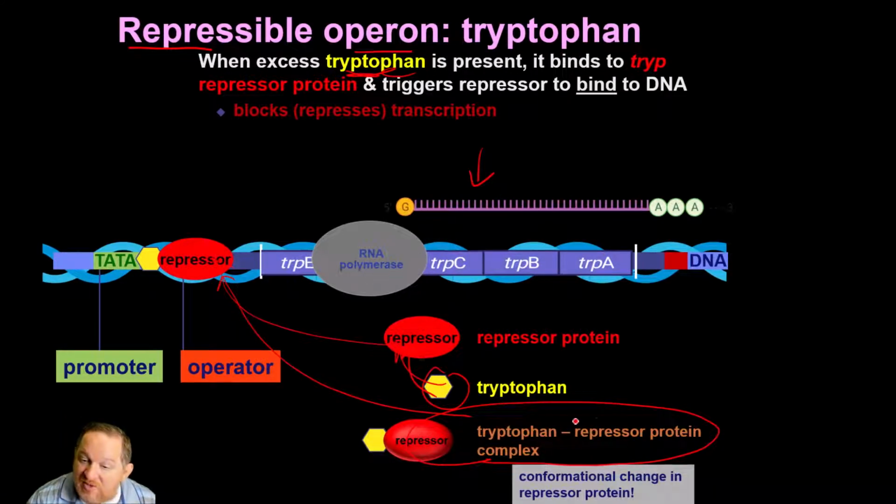An important thing to note, how does tryptophan operate the repressor? Well, it does it by binding to the repressor and resulting in a conformational change, right? So it changes the shape so that it no longer fits and can bind to that DNA. Therefore, RNA polymerase would not be able to do its job. Okay.